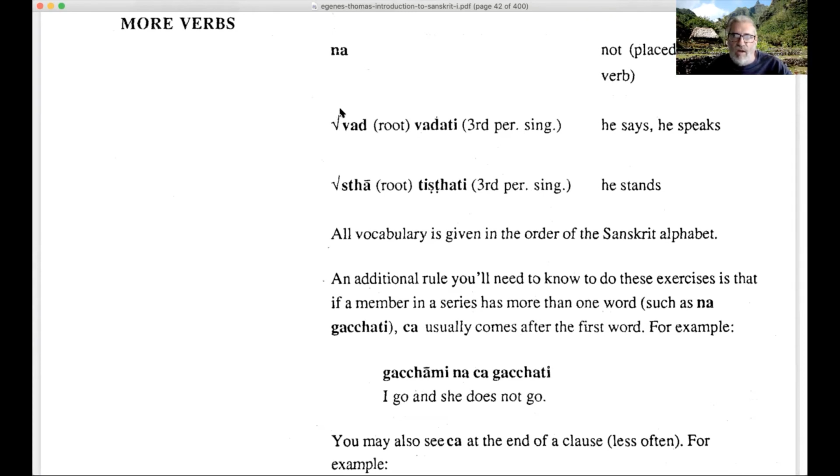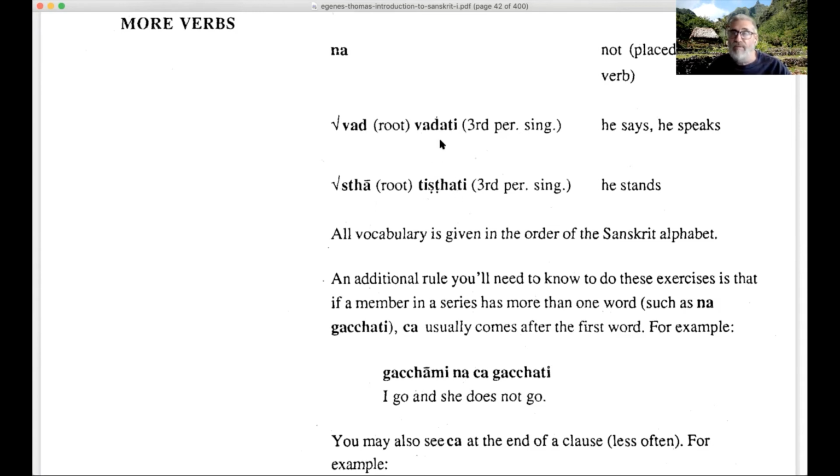So we have the root sign and vad, the root sign and stha. Vad is given with the third person singular, vadati, he says or he speaks. Stha, the root, is given with the stem, tishtati. It's easy to see how vad becomes vadati. It's a little more difficult to see how stha becomes tishtati, right? So forget about the roots. Just think about the third person, and that will tell you how to do it.